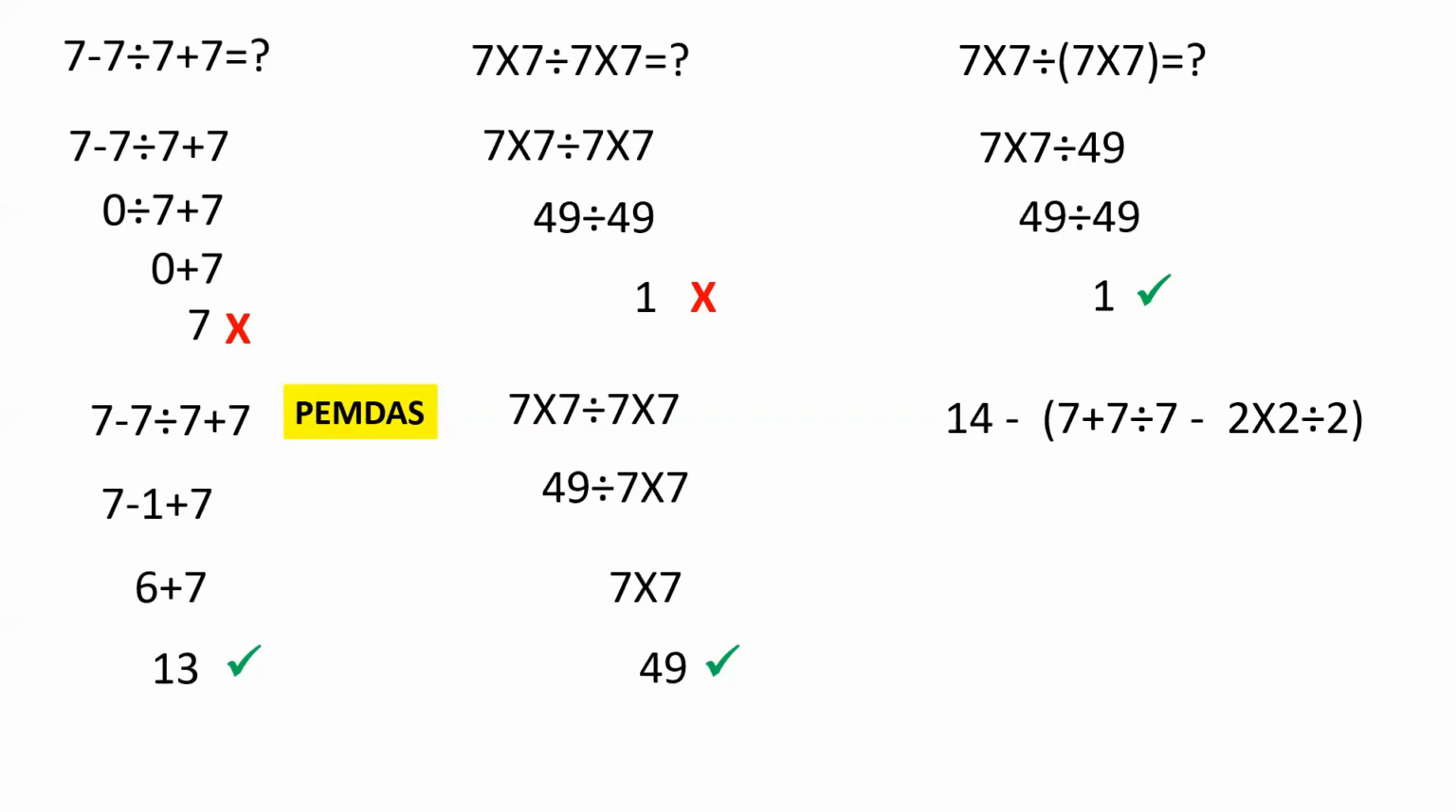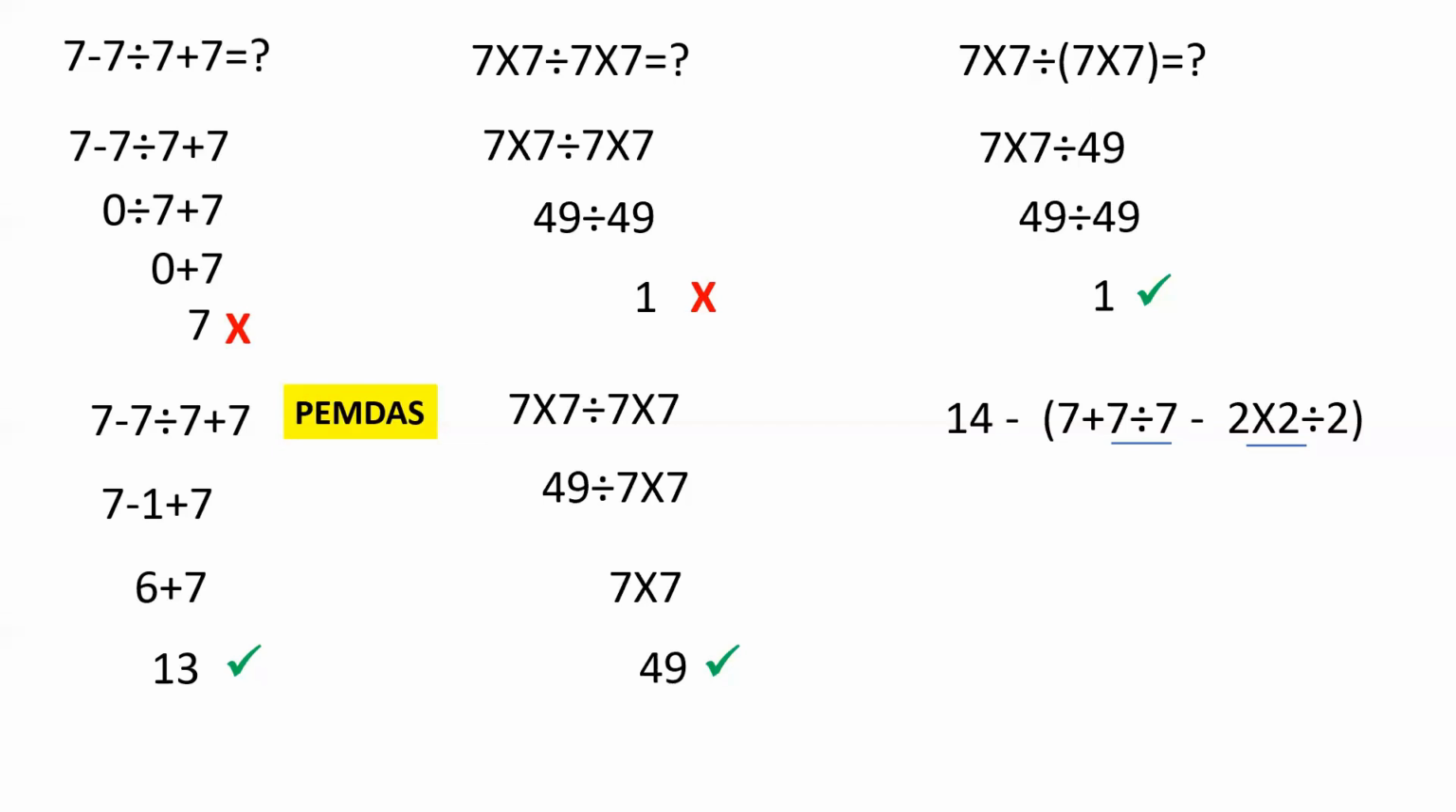Now let's look at a slightly more complicated expression. So we have a number of operations here, like subtraction, division, multiplication, and we also have a parenthesis. And we have to always remember that parenthesis comes first. So we have to first address the operations within parenthesis. Now, in this particular case, within the parenthesis, we have a mixture of different operations. So addition, division, subtraction, multiplication.